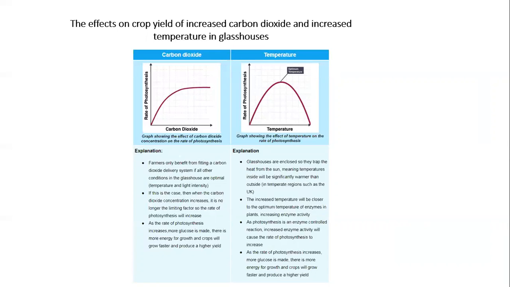Now let's move to the temperature graph. Up to a certain level, the rate of photosynthesis increases. Then after that point, after that optimum temperature, the photosynthesis rate quickly drops. The reason for this is the denaturation of the enzymes.